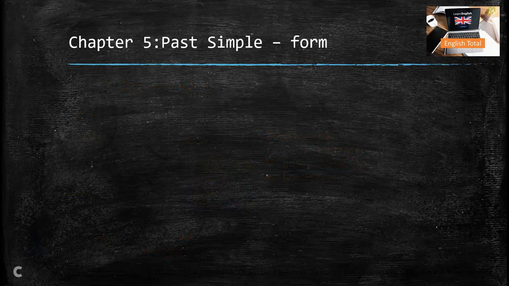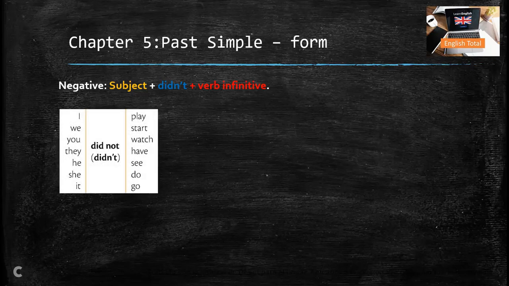Now, let's talk about negative sentences. This is the structure for negative sentences in the past. First, you have the subject followed by the auxiliary didn't, and then the main verb in infinitive. Notice that because you are using the auxiliary, the main verb takes the infinitive form. Here are a few examples.